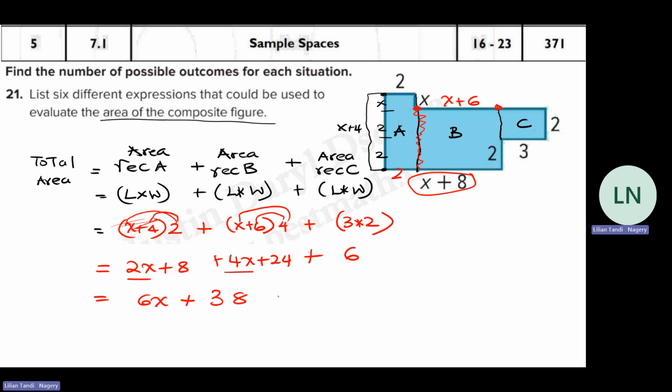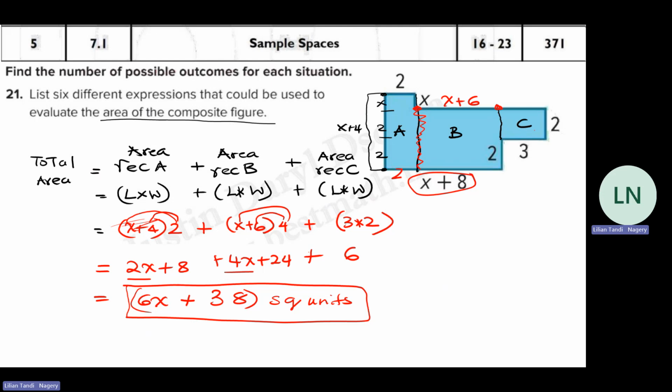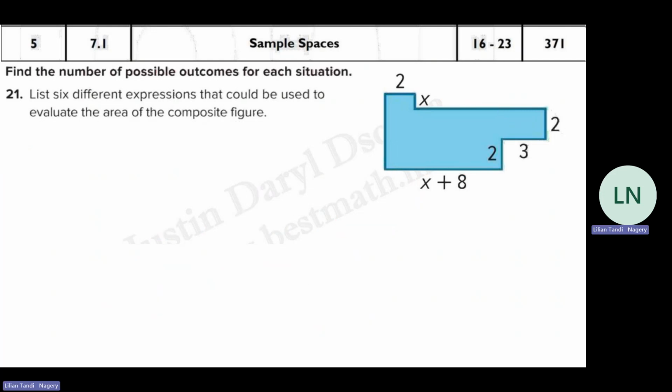38 square units. So I put this in a bracket and I box my answer. So this was the first way. We need 6 different ways. So here we're going to do the second way.